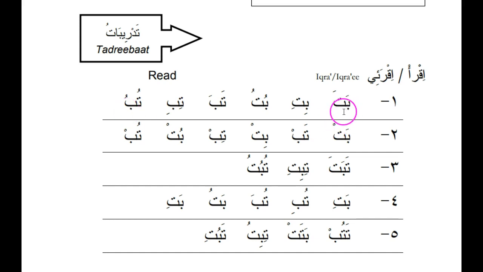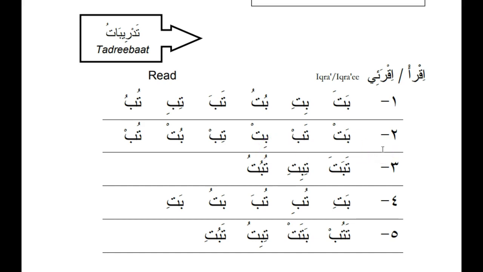Ba with fatha, ba. Ta with fatha, ta. Bata. Ba with kasra, bi. Ta with kasra, ti. Biti. Ba with dhamma, bu. Ta with dhamma, tu. Butu. Ta with fatha, ta. Ba with fatha, ba. Taba. Ta with kasra, ti. Ba with kasra, bi. Tibi. Ta with dhamma, tu. Ba with dhamma, bu. Tubu.